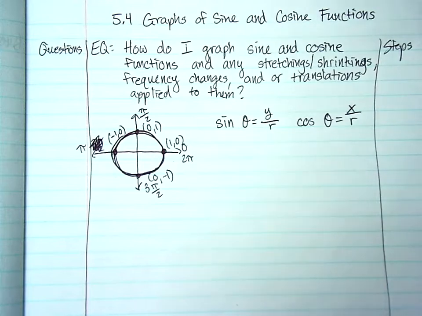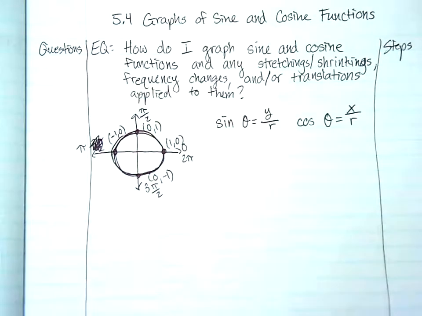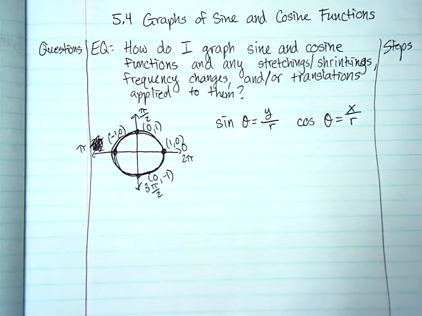The essential question for today is, how do I graph sine and cosine functions, as well as any stretchings, shrinkings, frequency changes, and/or translations applied to them. So we're going to be looking at the graphs of both sine and cosine functions in this section. For today's notes, we're only going to work on cosine. But anything that we do for cosine will work for sine as well. Just know that they are going to be different graphs.